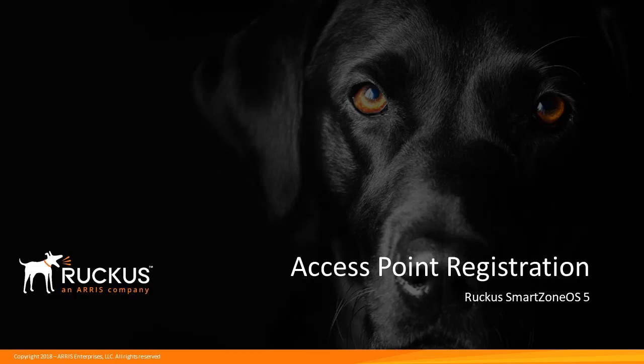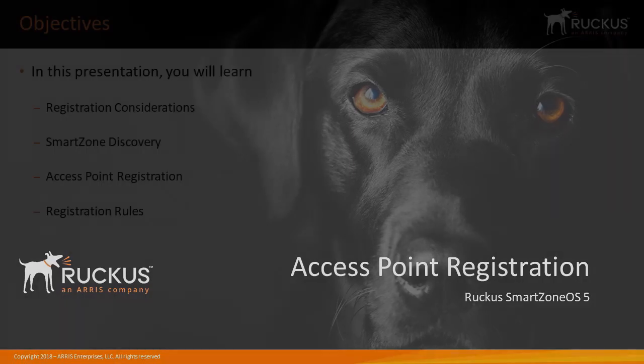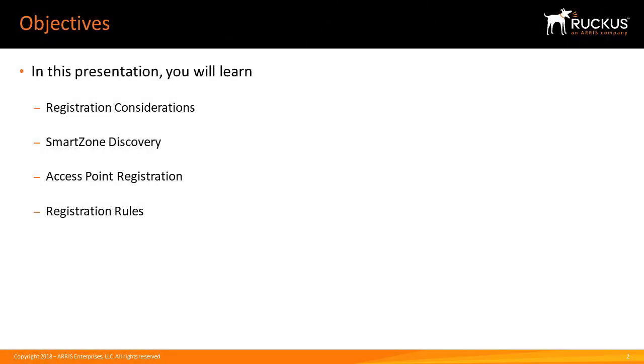This presentation describes the requirements and processes of registering Ruckus access points to the SmartZone network controller running SmartZone OS 5. Here are our objectives. Over the course of this demonstration, we'll discuss some of the things that must be considered when attempting to register an AP to the SmartZone network controller, the process in which an AP discovers the SmartZone network controller, the actual AP registration process after discovery is completed, and finally, rules that can be applied to the registering AP to simplify and automate the registration process.